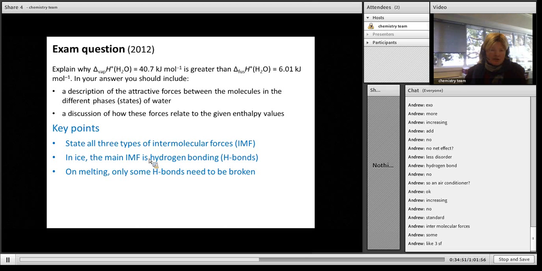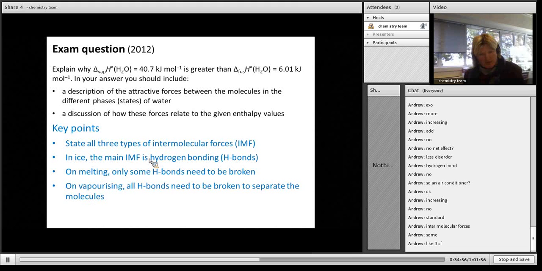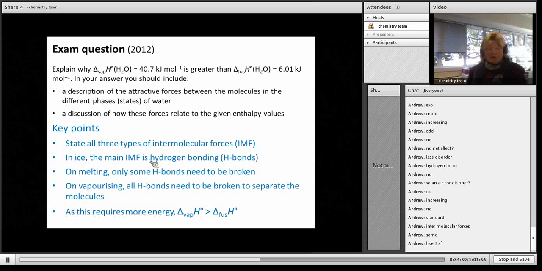So on melting, only some of the H bonds need to be broken. But if I vaporize, all of them have to be broken. And so because all of them have to be broken, I need more energy, and so the delta vap is bigger than the delta fusion.